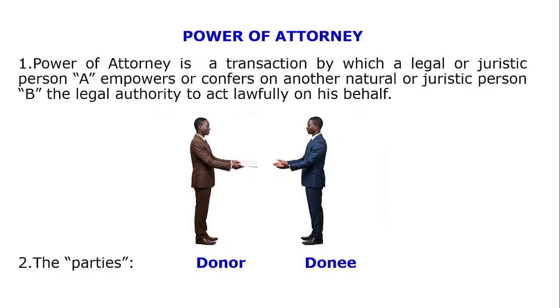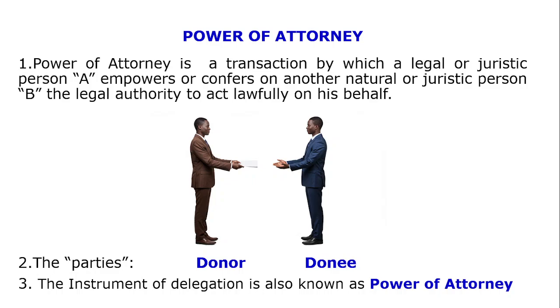And finally, a power of attorney can only be used for a lawful purpose. For example, a donor cannot appoint a donee to break the law, like, go and slap somebody's face, right? That's for an unlawful purpose. Take note that the transaction is a power of attorney, right? The legal instrument of delegation is also known as power of attorney. So you don't have to cram it. The transaction is power of attorney. The legal document is also power of attorney.